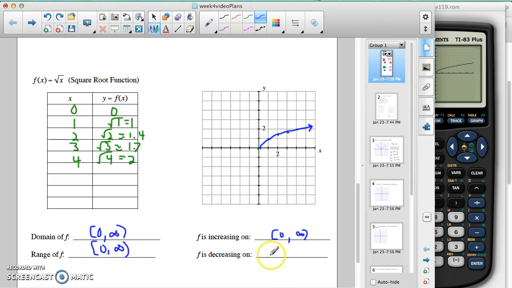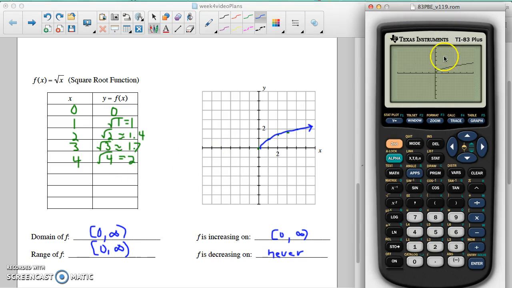and it's never decreasing because it never goes down. It only goes up as it goes to the right. Our values, as we increase here, only increase here. They don't start dropping down on us, and then we can see the function travels to the right. It goes up. So increasing to the right, increasing to go up. So right is your domain, up is your range.